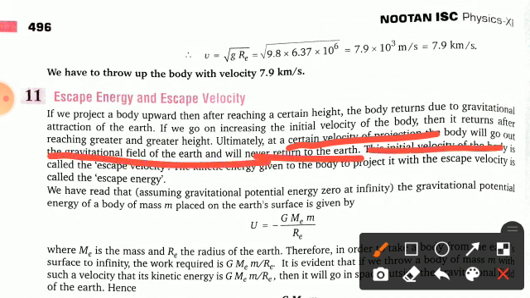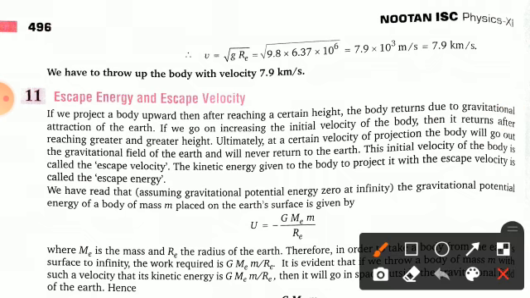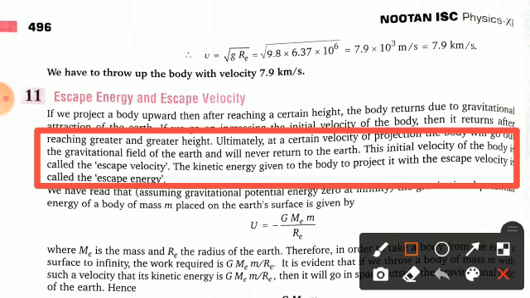This initial velocity of the body is called the escape velocity. So what is escape velocity? It is the velocity with which you project a body in the upward direction and it will not come back to the gravitational field. This is called its escape velocity. And the energy, or you can say the kinetic energy, given to a body to project it with escape velocity is called its escape energy.